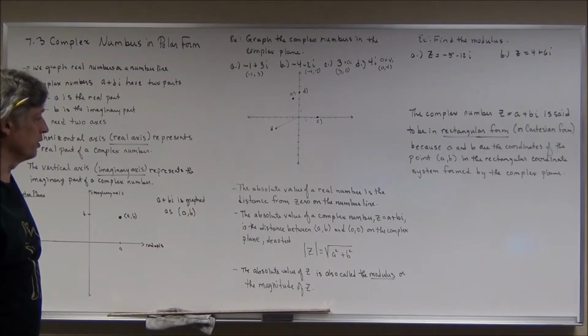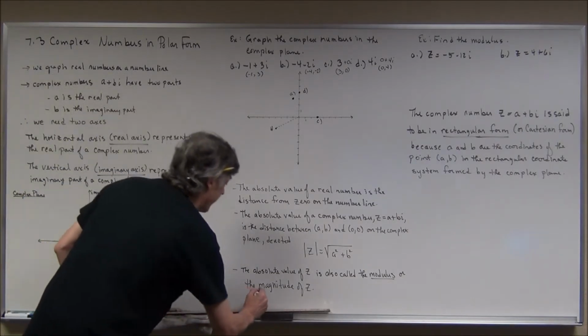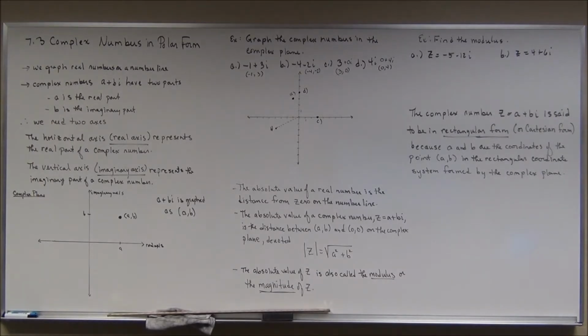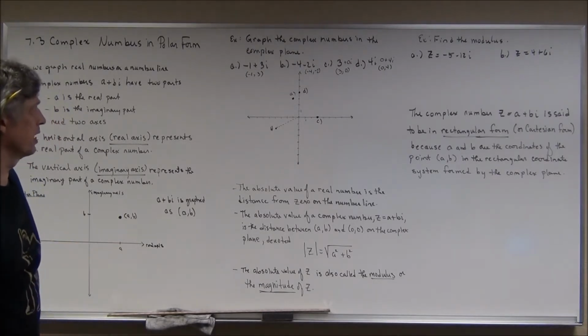Now the absolute value of an imaginary number, or a complex number, is sometimes called the modulus, or sometimes the magnitude. We also like to use magnitude when we talk about vectors, which we'll do later in this chapter. I think it could be called the norm, but I'll have to double check that as well.